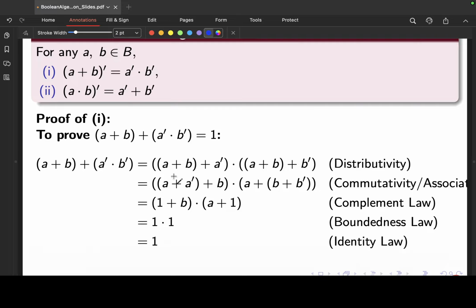Now A + A' is 1 by complement law, plus B. And A + B + B' is 1. So this 1 + B is 1, boundedness law, and A + 1 equals 1. So 1·1 equals 1, identity law. So we get (A + B) + (A'·B') equals 1.